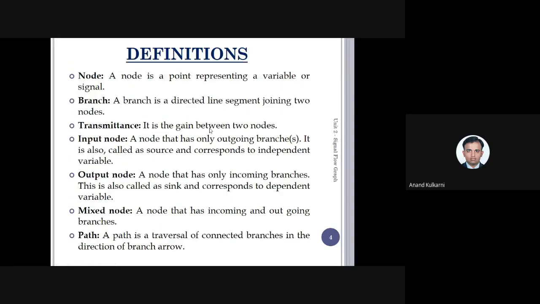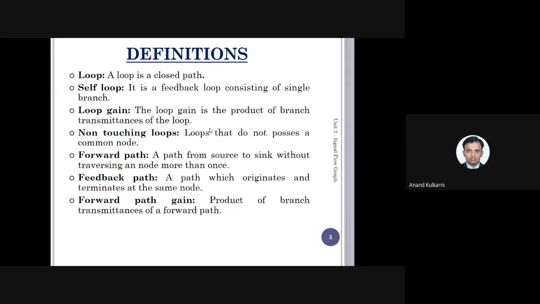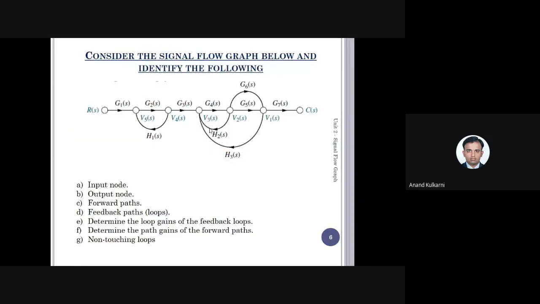Similarly, what is a path? A path is a traversal of a connection in the branches only in the direction of the branch arrows. Means what? I'll just show you this path. Path is nothing but the movement.